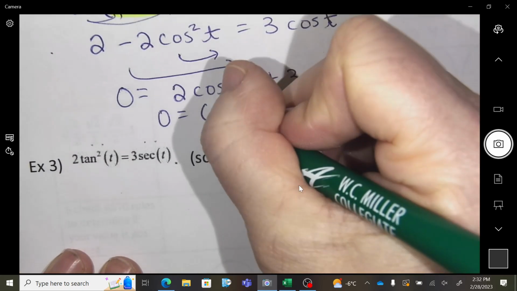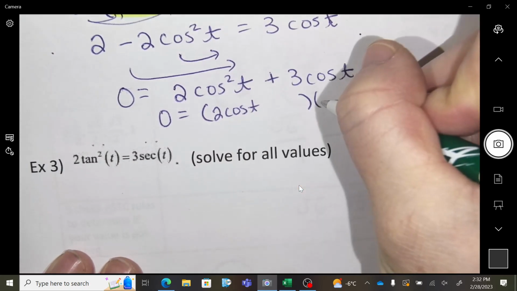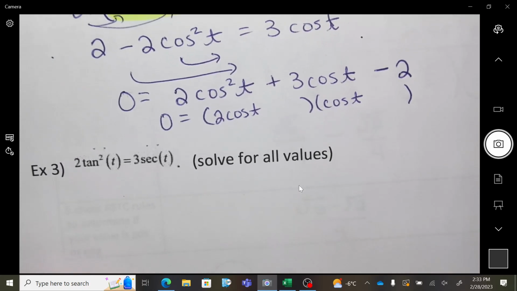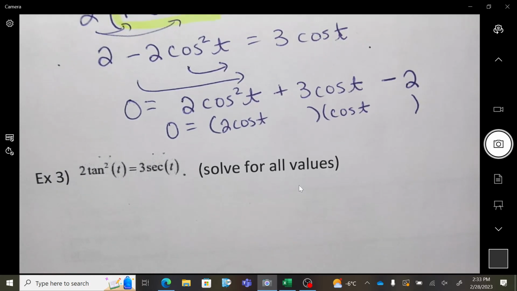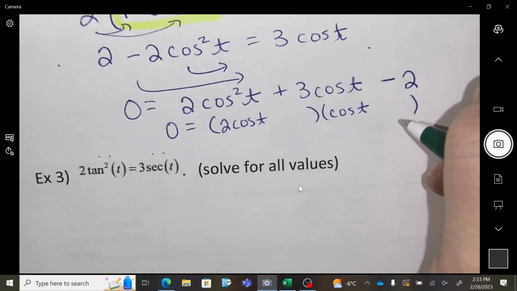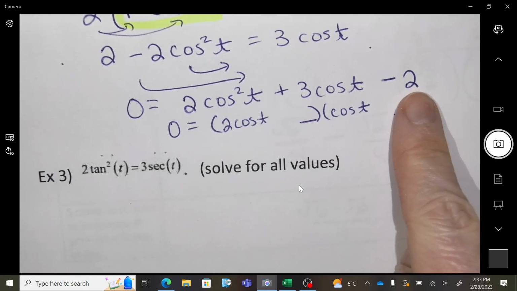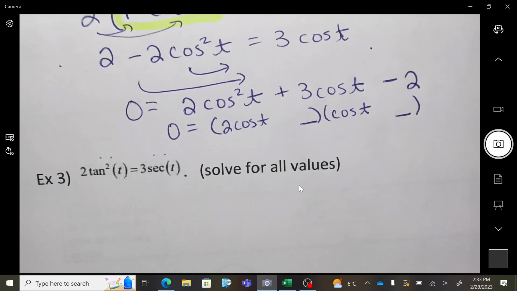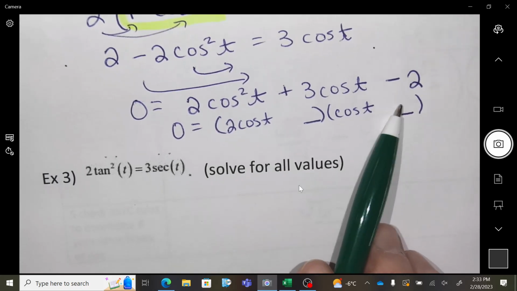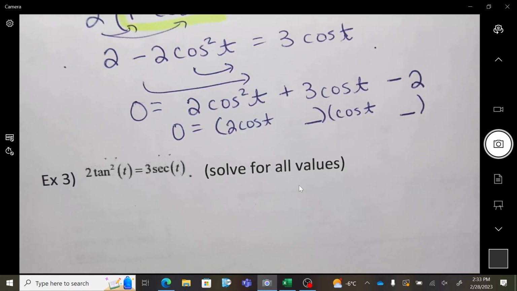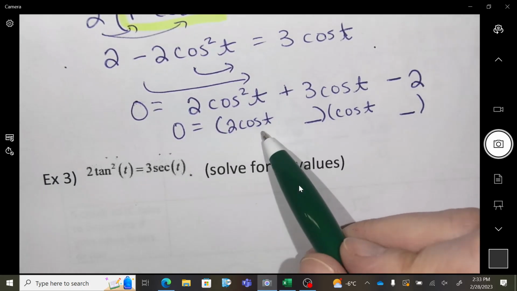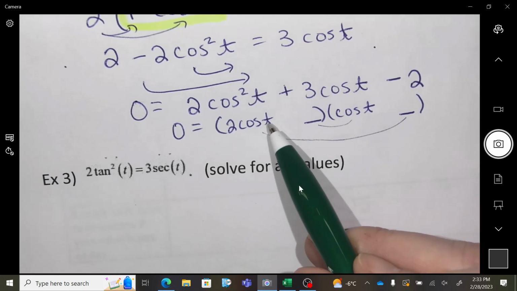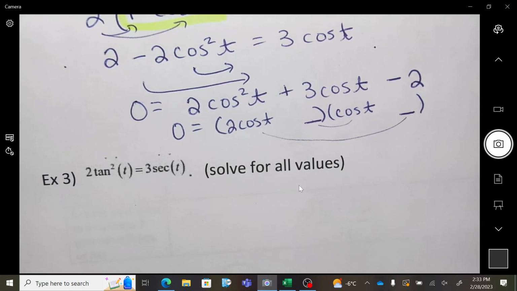factor? So 2 cos t and a 1 cos t have to be there. This and this have to multiply to that. So where do you want to put it so that it will FOIL to be 3? Think about that. It could be a little bit tricky. You're going to put a 1 and a 2 or a 2 and a 1. How are you going to match it up? I need to make sure that and that make a 3.